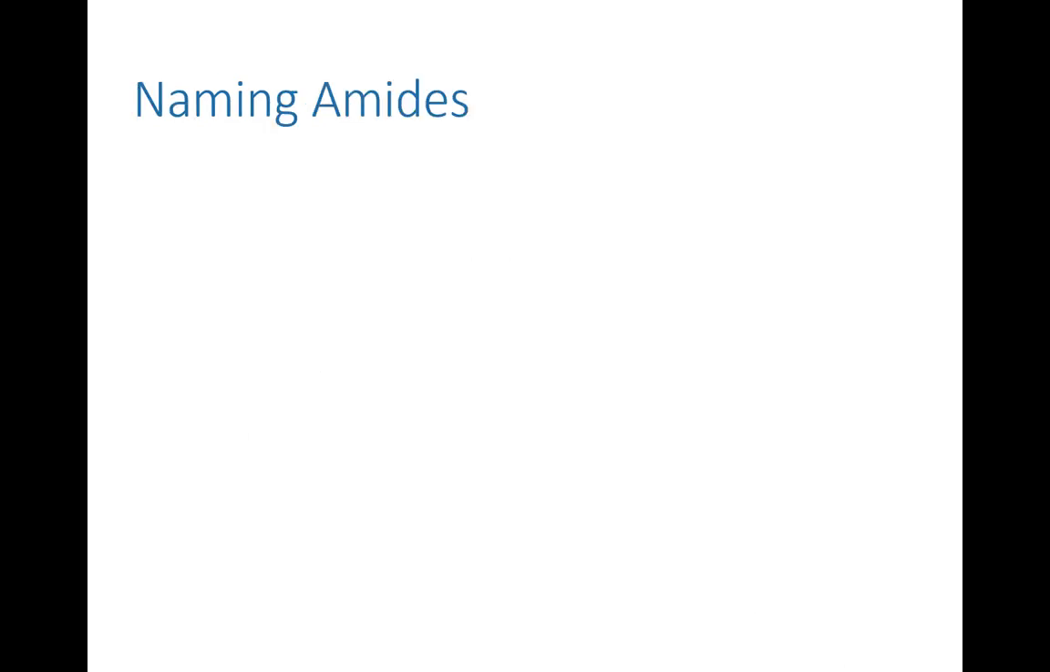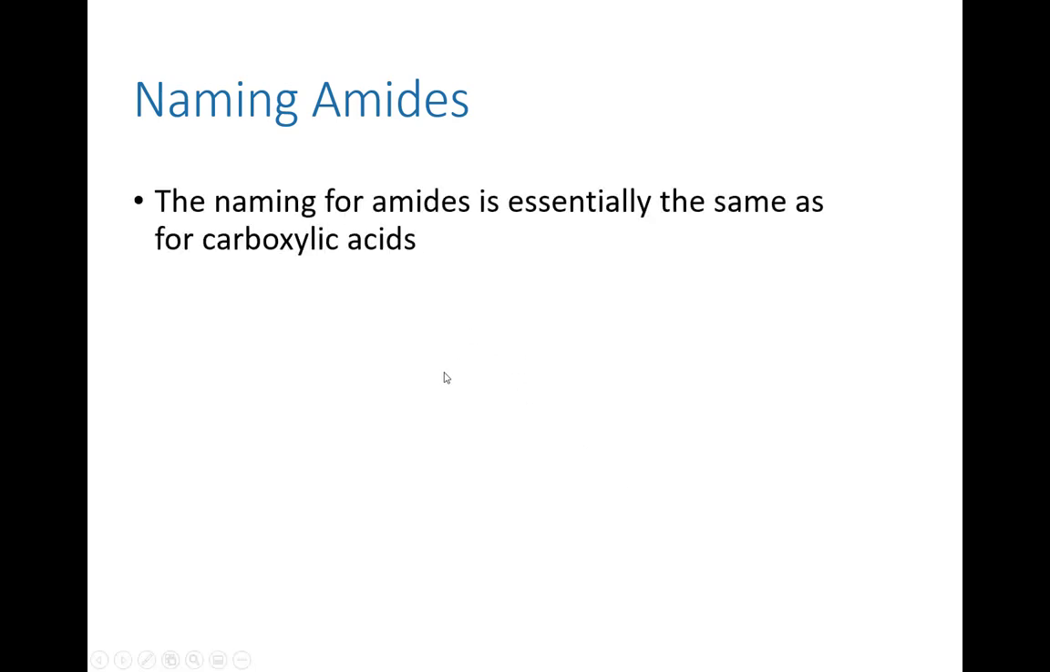The naming system for amides is essentially the same as for carboxylic acids, with the exception that instead of ending in -ic acid, we're not going to be very creative here. We're going to end in -amide. That's all there is to it.